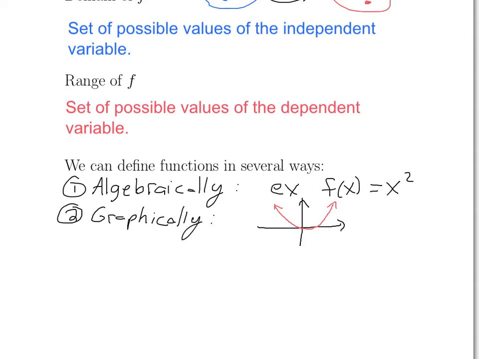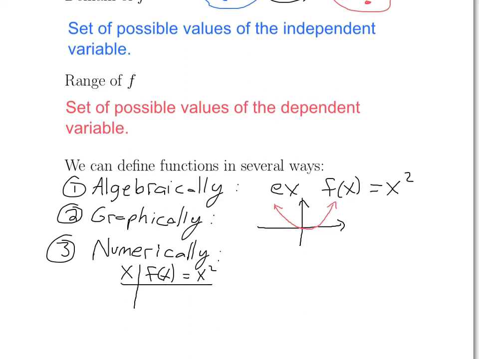Third, you can have a table of numerical values. For example, if I had x and f of x, which is x squared in my little example, if I put in 1, 1 squared is 1, and if I put in 2, then 2 squared is 4. So again, I can have a table.